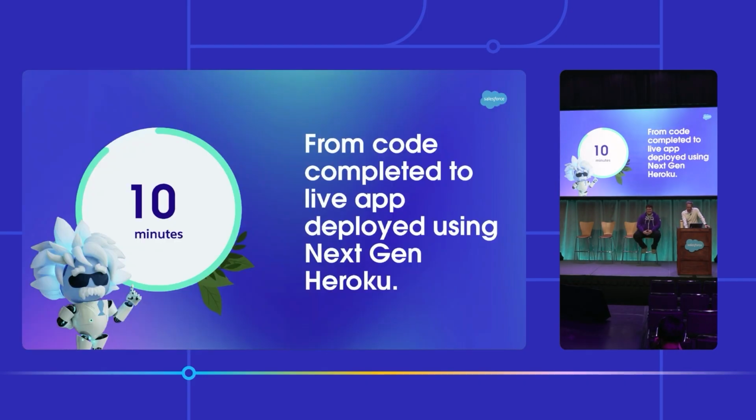Sounds good. All right, so here's the exciting part. Using next generation of Heroku, we started with our app written in React and Rails on the back end. From the moment that we had that in GitHub to the moment it was ready on the internet, 10 minutes of time. That's all it took. Probably even a little bit less.